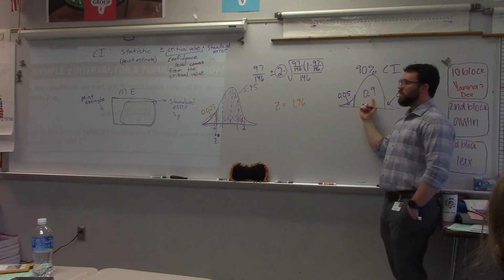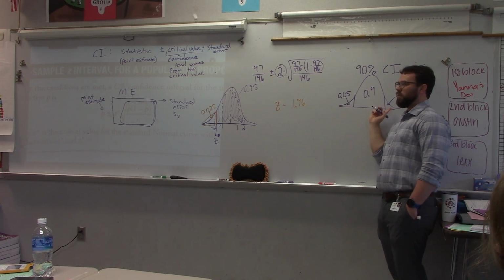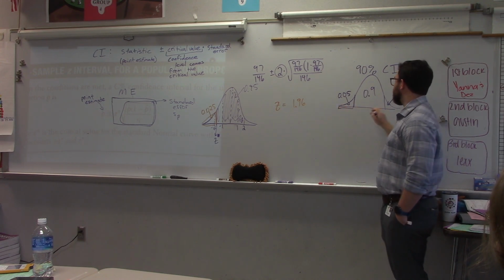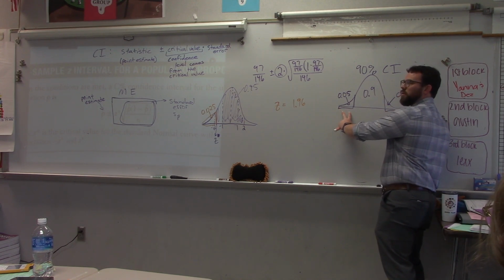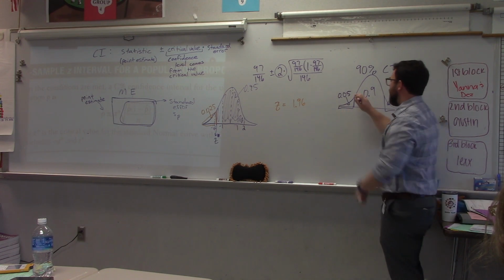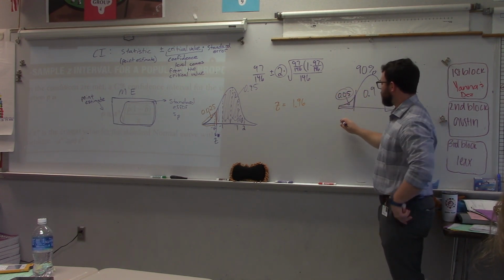So 90% is in the center, right? How much is in both tails? If I look at both tails together, it's got to be 10%, because it has to add up to 100%. And so I split it in two. Now do inverse normal with this area. Negative 1.64.